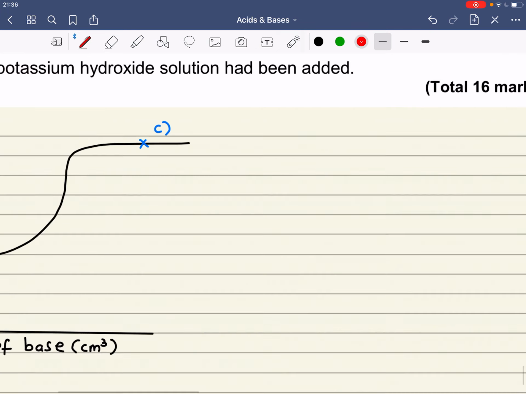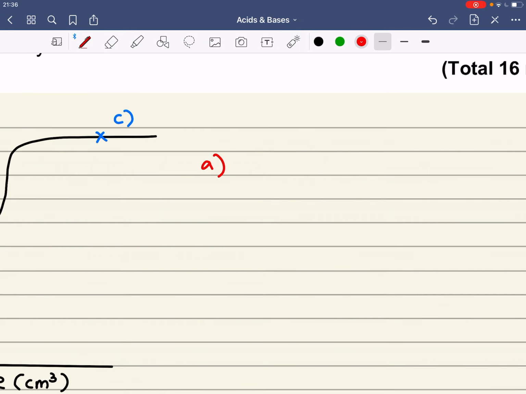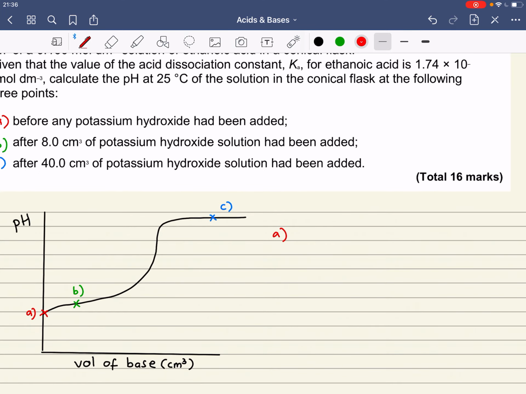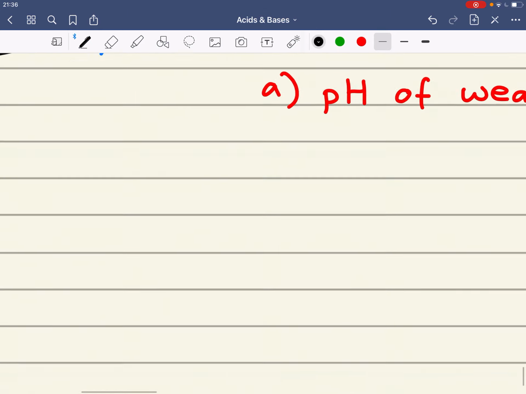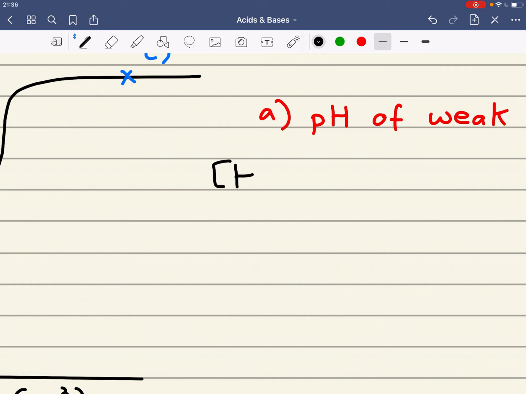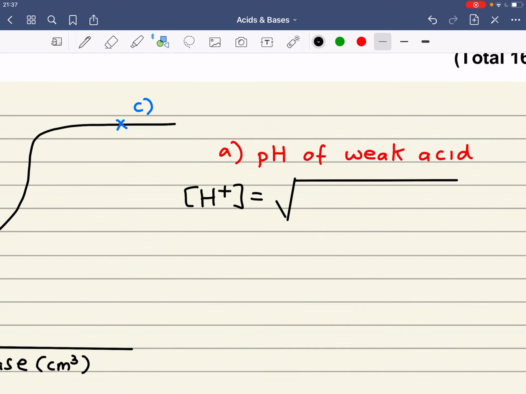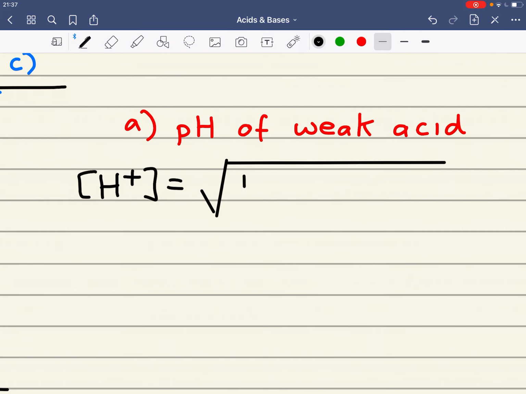The first thing we're going to look at is what the pH would be before any potassium hydroxide has been added. So here we're simply working out the pH of a weak acid. That's all we're doing. And to work out the pH of a weak acid, my hydrogen ion concentration is equal to the square root of the Ka times the HA.